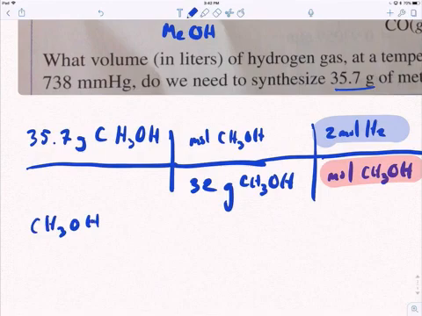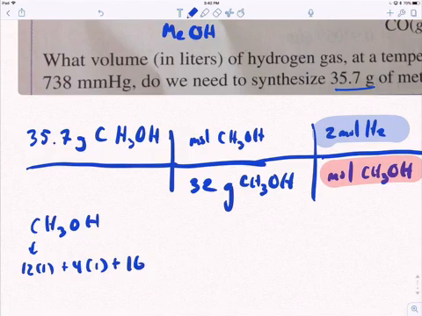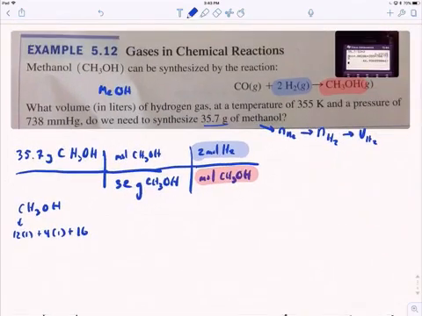CH3OH: one carbon for 12, plus 4 hydrogens that are 1 each, plus 16 for the oxygen. So 16 plus 4 is 20, plus 12 is 32. Other questions?